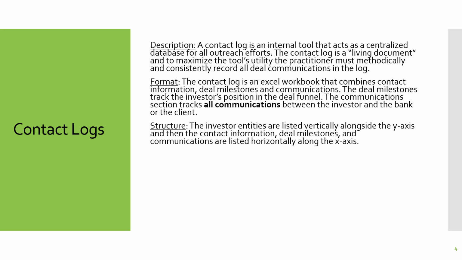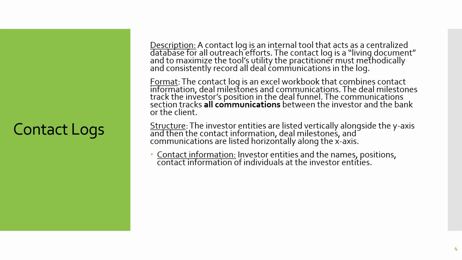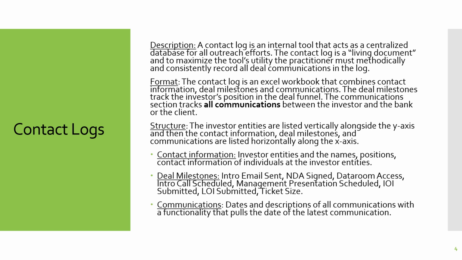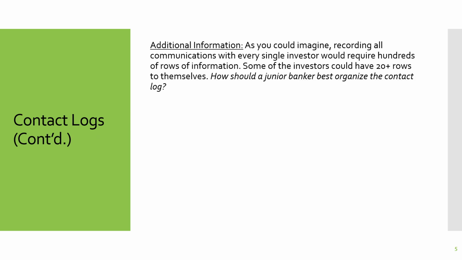Structure. The investor entities are listed vertically alongside the y-axis, and then the contact information, deal milestones, and communications are listed horizontally along the x-axis. Contact information. Investor entities and the names, positions, and contact information of the individuals at the investor entities. Deal milestones. Intro email sent, NDA signed, data room access, intro call scheduled, management presentation scheduled, IOI submitted, LOI submitted, and ticket size. Communications. Dates and descriptions of all communications with a functionality that pulls the date of the latest communication to the top.